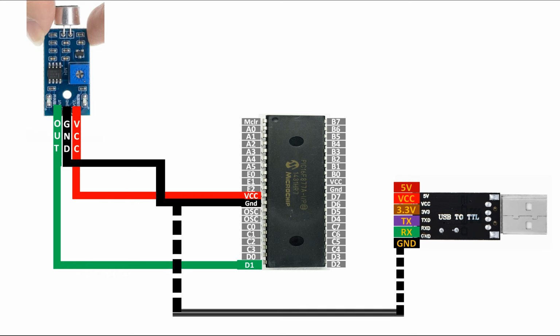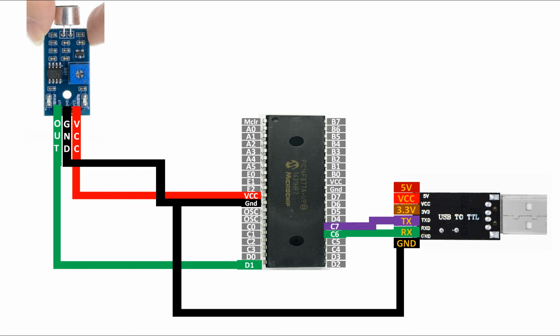You will connect the ground directly with the ground of the PIC like this. For the RX pin, you will connect it to the TX pin of the PIC, and the TX pin of the PIC is pin number 25, that is pin C6. Now for the TX pin of the USB to TTL device, you will connect it to the RX pin of the PIC, and the RX pin of the PIC is pin C7, that is pin number 26, like this.